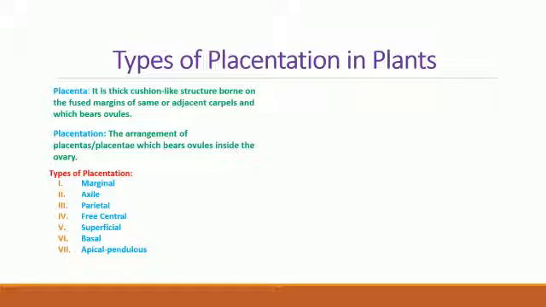Namaste. Today I will explain various types of placental arrangement in flowering plants. The placental arrangement is also known as placentation. We can define placentation as the arrangement of placentas or placentae which bear ovules inside the ovary.